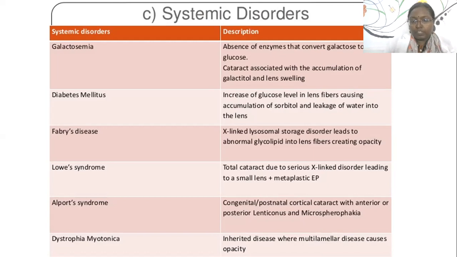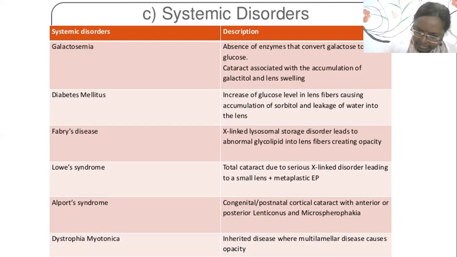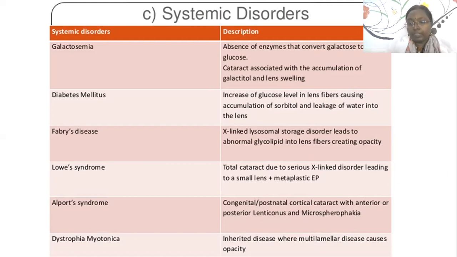Alport syndrome, you see congenital postnatal cortical cataract with anterior and posterior lenticonus, and microspherophakia is present in Alport syndrome. Dystrophia myotonica, it is an inherited disease with multilamellar opacities that cause opacity of the lens.